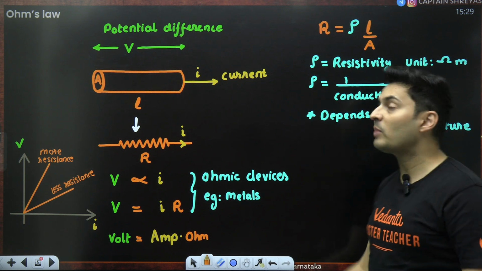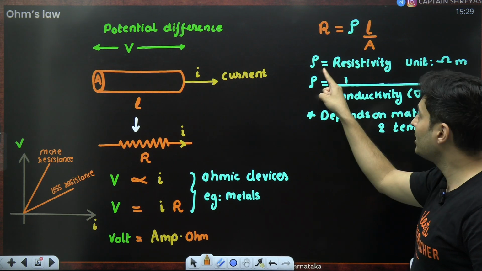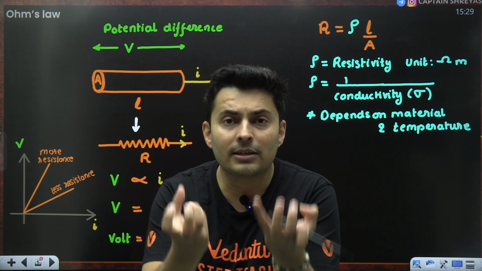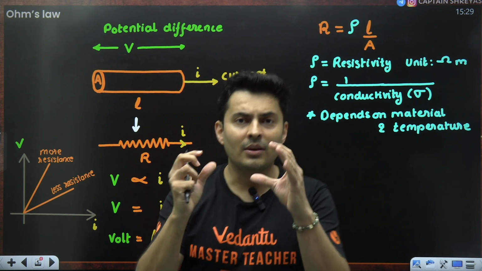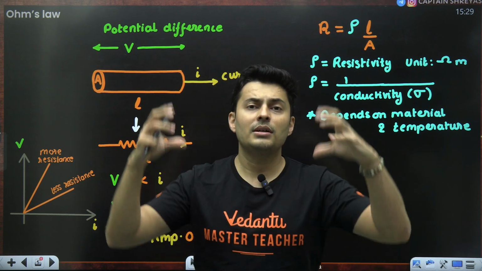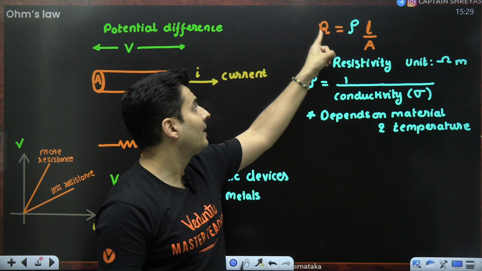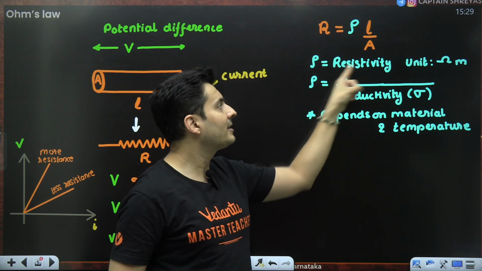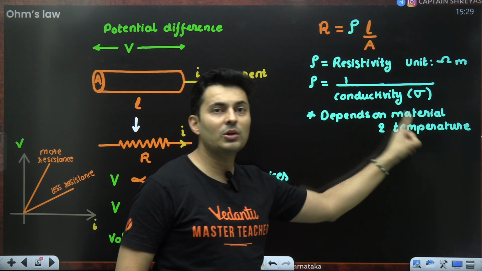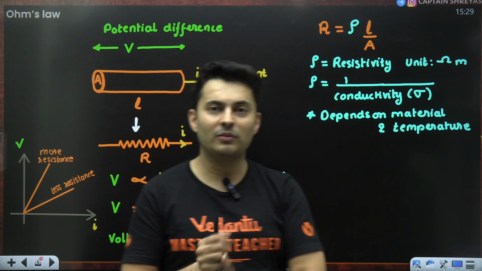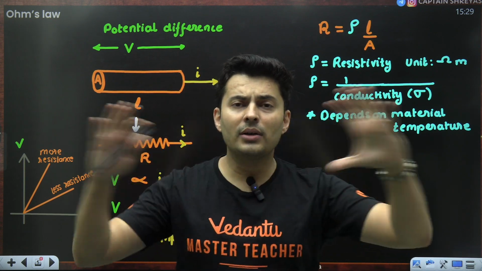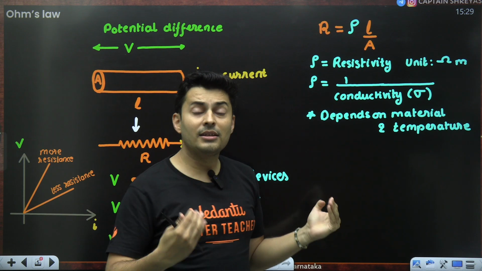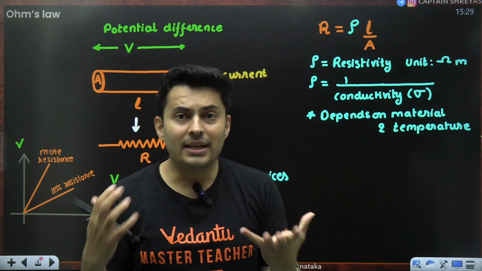That constant of proportionality is called rho, which is defined as resistivity. Resistivity is the characteristic of a material. Meaning, if I take a copper wire of different lengths, different sizes, they will have different resistances. But what will be common in all of them is they will have the same resistivity, because it is dependent on the material and the temperature of the wire. So, all copper at the same temperature anywhere in the world will have the same resistivity. The resistivity will be more if it is not a good conductor.